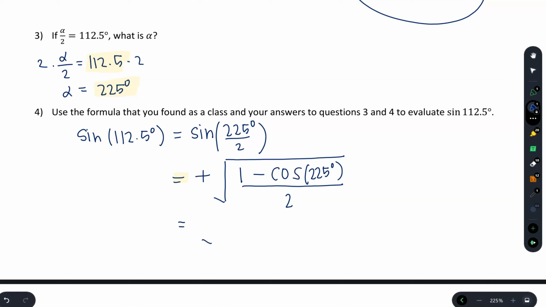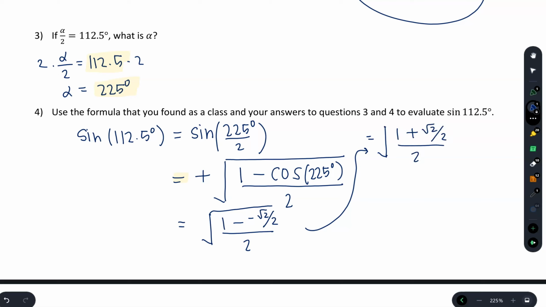Okay. So then this will be what? 1 minus cosine of 225 is going to be 1 plus square root of 2 over 2, and this is all over a 2. And then now it just takes some algebra to simplify. So that's 1 plus square root of 2 over 2 divided by 2. If I multiply by 2 here, so this is 2 over 2 plus square root of 2 over 2, and this is all over a 2.